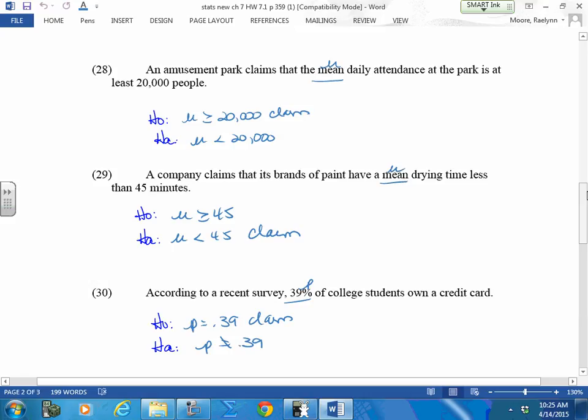An amusement park claims that the mean daily attendance is at least, greater than or equal to. This is the claim. It's an HO because of the equal sign. Its HA is the opposite, less than. A company claims that its brand of paint has a mean drying time of less than 45 minutes. That's an HA. HO, greater than or equal to. And the last one, according to a recent survey, this is a proportion, percent, flip it to a decimal, owns a credit card. Equal is the claim, HA not equal. Okay?